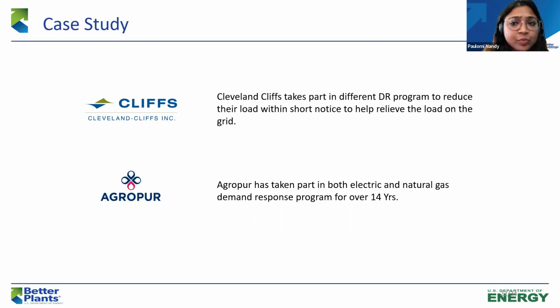And the next one is AgriPure. Basically, they have been taking part in electric and natural gas demand response program for over 14 years. When they get notified about an event that's happening on the grid, what they do is they basically go out and manually adjust their set points, turn off equipment to kind of curtail their load. I think that's my last slide.